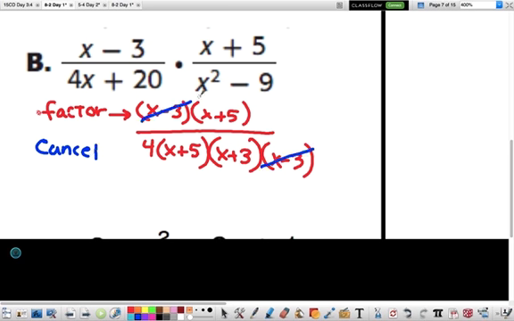Minus 3, positive 5, positive 5. Here's something people are going to say: there's nothing left on top, so that means it's 0, right? Right. It's 1. There's 1 left on top over 4 times x plus 3. And there's your answer.